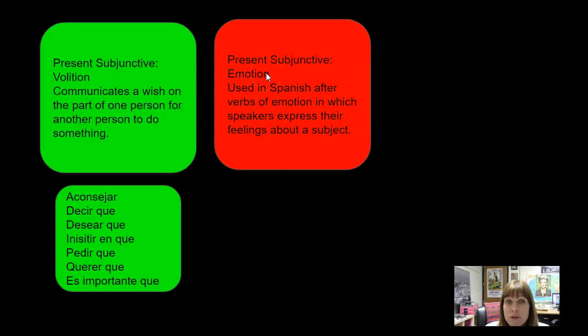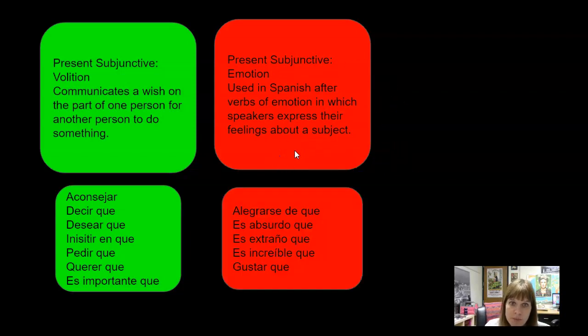The next one we learned was emotion, and this is used in Spanish after verbs of emotion in which speakers express their feelings about a subject. And ones that usually go with the present subjunctive are alegrarse de que, es absurdo que, es extraño que, es increíble que, gustar que, me gusta que, I like that, no me gusta que. Okay, and so those ones go together.